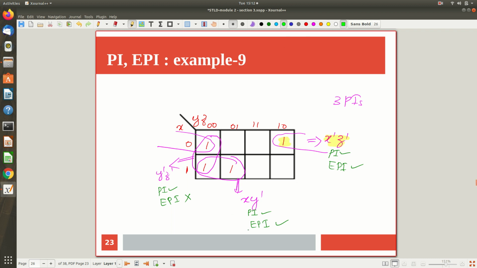And now this is essential again. This is essential because of this one. You can see clearly that it is covered only by that particular grouping. But if I am looking at this one, it is covered by 2 groupings. This also is covered by 2. That is why it is not essential.